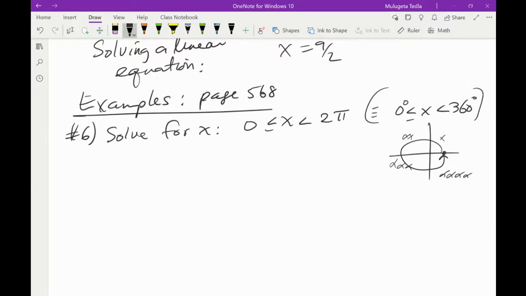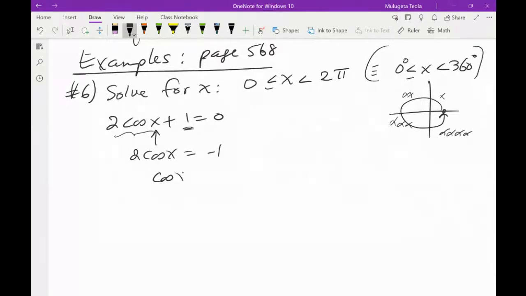Question number 6 states: solve 2 cosine of x plus 1 equals 0. As you know, here is where my x is. Therefore, I have to isolate it. To isolate that, I have to get rid of this one. 2 cos x equal to negative 1, and then cos x equal to negative 1 half.